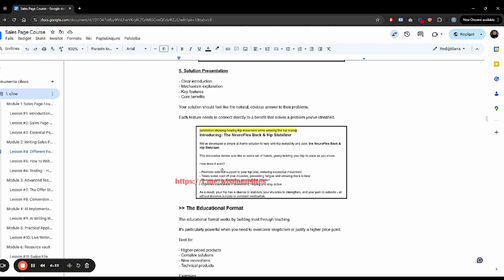So how does it work? Provides external support to your hip joint, reducing excessive movement. Takes some load off your muscles, preventing fatigue and allowing them to heal. So reduces pain by minimizing grinding and irritation, improves confidence and movement, helping you stay active. And as a result, your hip has a chance to stabilize, your muscles to strengthen, and your pain to subside.